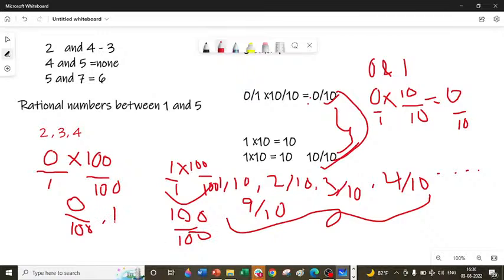तो आप 1 बाई 100 लिख सकते हैं, 1 by 100, 2 by 100, 3 by 100, up to 99 by 100. So 99 तक आप लिख सकते हैं. So this is another way to find out rational number between 0 and 1. Like if you need to find more than 10 rational numbers, so you can take a bigger number and find out. So ये तो रहा हमारा positive numbers का.